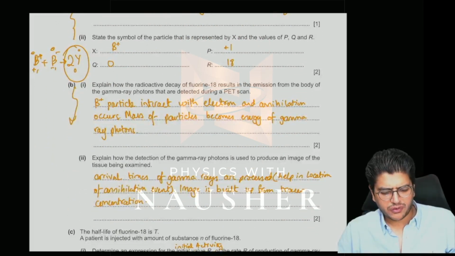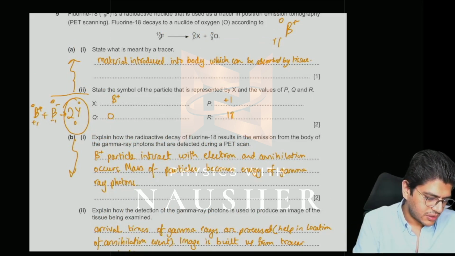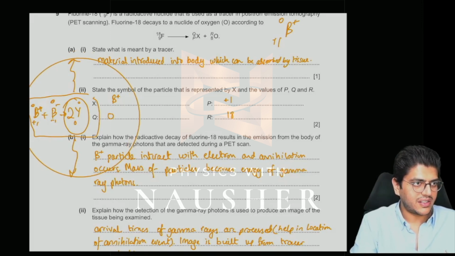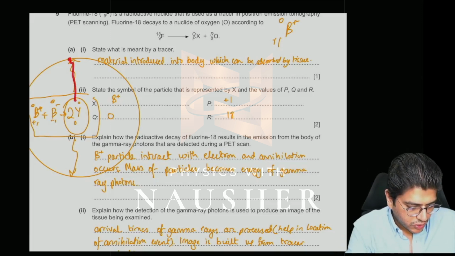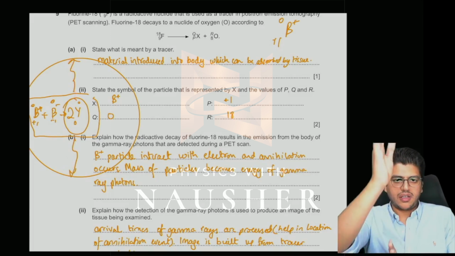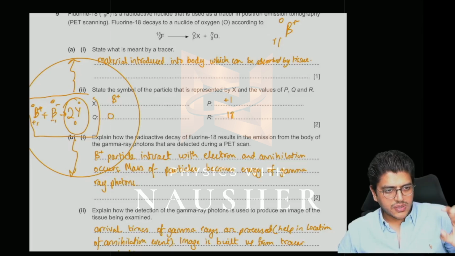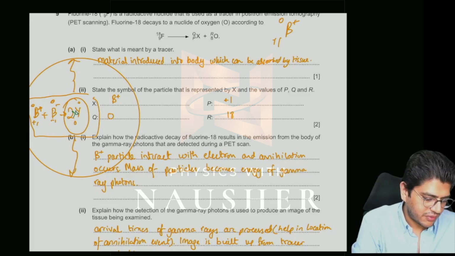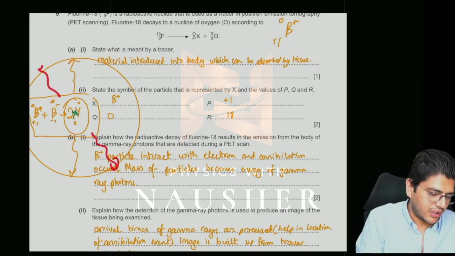Explain how the detection of gamma ray photons is used to produce an image. So basically, if this is the tissue inside which this is happening, the gamma ray photons are detected by this ring around the patient, and the gamma ray photons arrive in opposite directions at the ring, and that helps us in figuring out the location. If the gamma ray photons have come from here and here, it will give us the location.